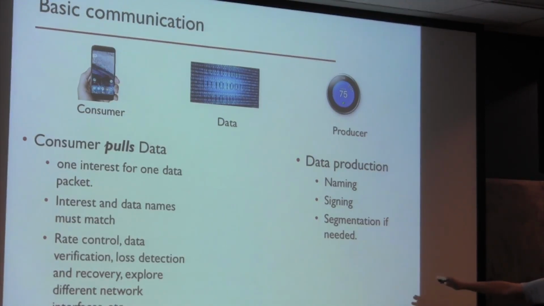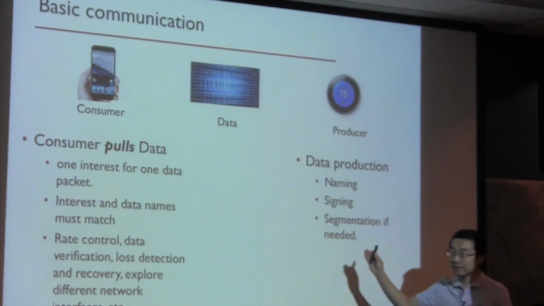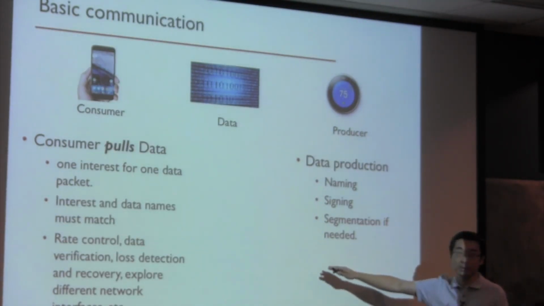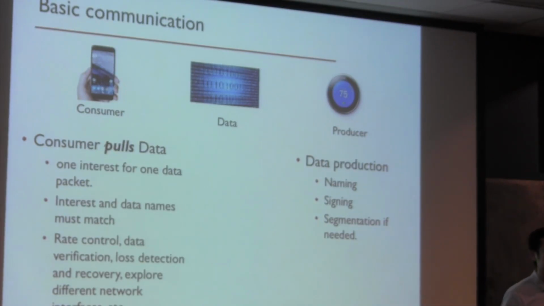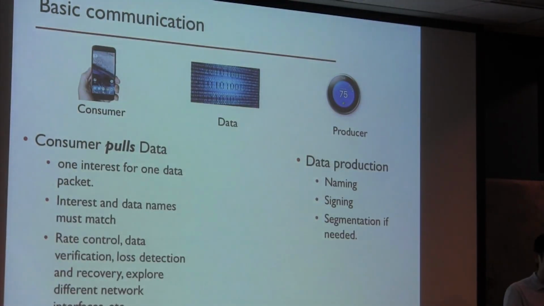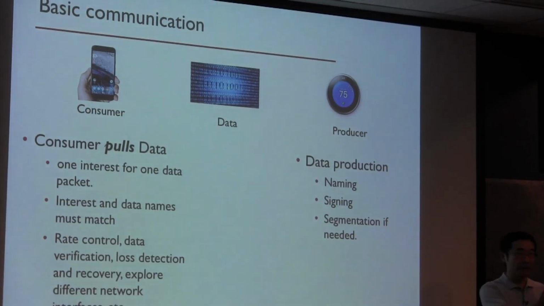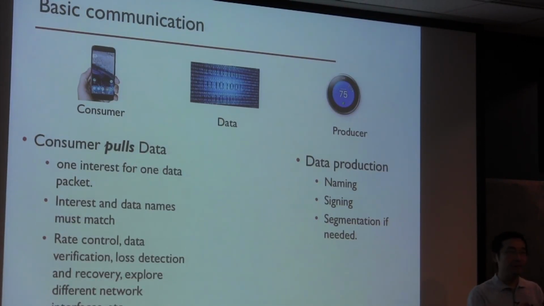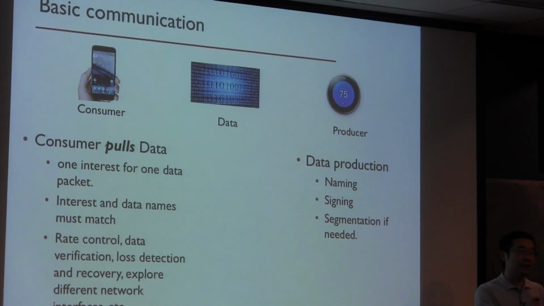So this is basic communication, sending interest and retrieving data one-on-one, without introducing any complicated network operation yet. Question? Why one interest for one data packet? Because it's a receiver-driven communication. The receiver has to control how fast the data comes to me and which data I want. So you need to have some kind of control. And if you have one interest for one data, that gives you the most fine-grained control of this communication.